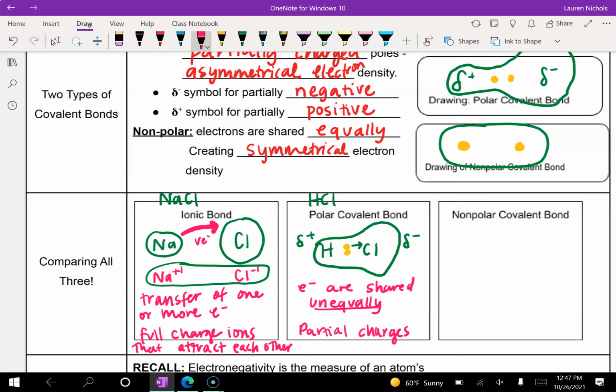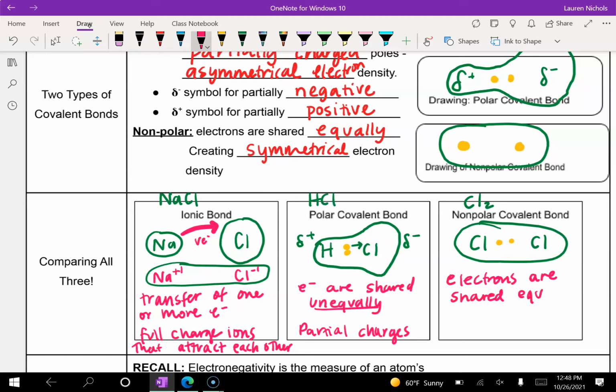It's not fully each. Now, a nonpolar covalent bond, like what's found between two chlorine atoms in chlorine gas: if you have two chlorine atoms and the electrons are being shared between them, they're shared evenly. One chlorine is not stronger than the other. And so this tells us that the electrons are, again, shared equally. And this means that there are no charges.